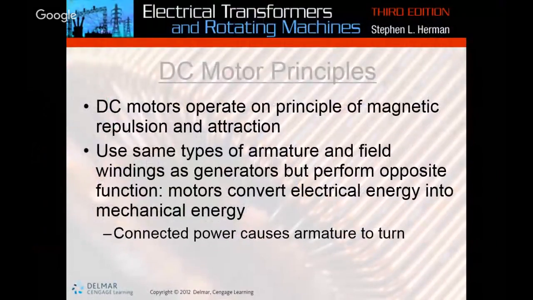Okay, so that gives us a little bit of a visualization of what we're actually going to talk about. So, moving forward, DC motors operate on a principle of magnetic repulsion and attraction, just like all motors do. They use the same types of armature and field windings as generators, but perform the opposite function. Motors convert electrical energy into mechanical energy. Okay, and connected power causes the armature to turn.